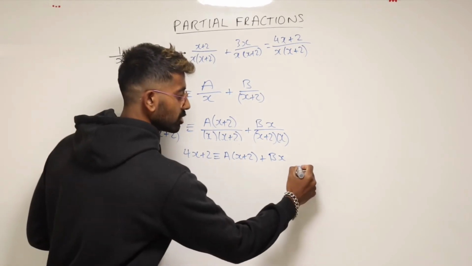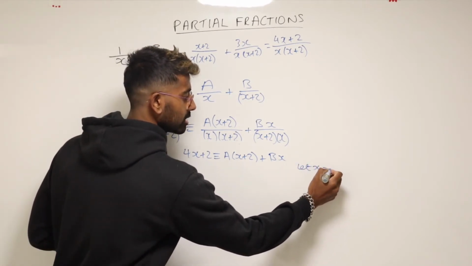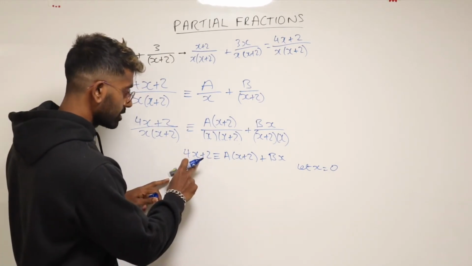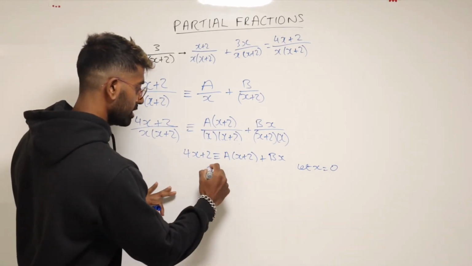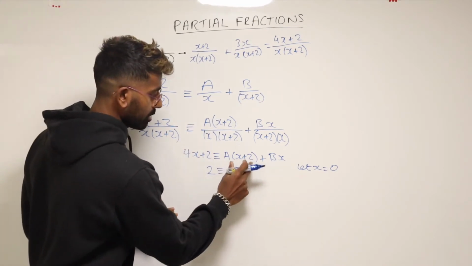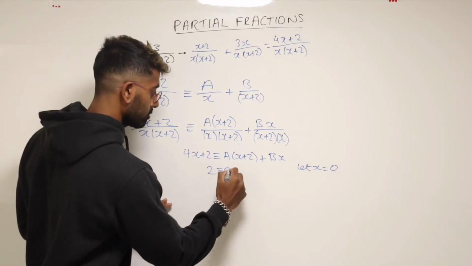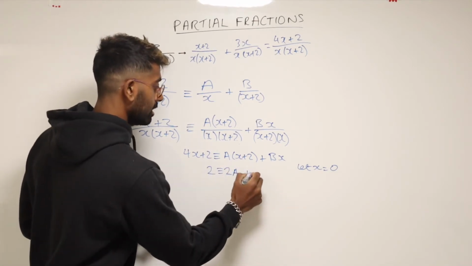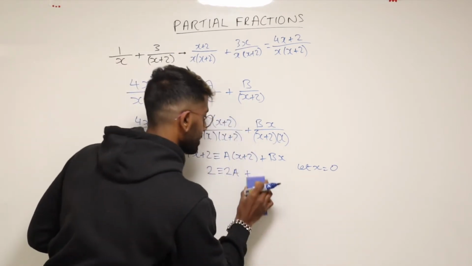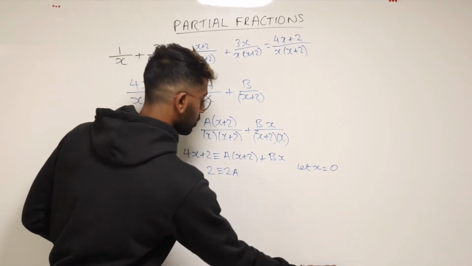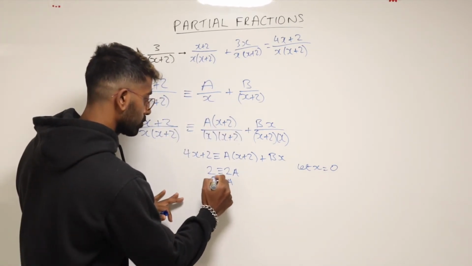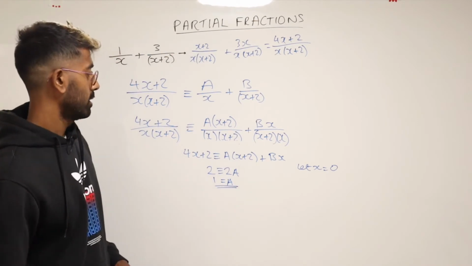The first thing I'm going to do is let x equal 0. What happens if we do that? Well, 4 lots of 0 is just 0 plus 2, so we just end up with 2 on this side. Now have a look at the other side. We've got 0 plus 2, that's 2 lots of a, so equals 2a, plus b times 0, which is just 0, so we don't even need that there. Now we've got 2 is equal to 2a, which means a must be equal to 1.